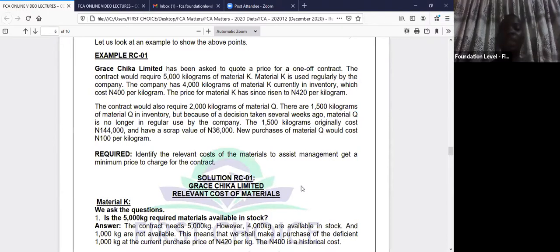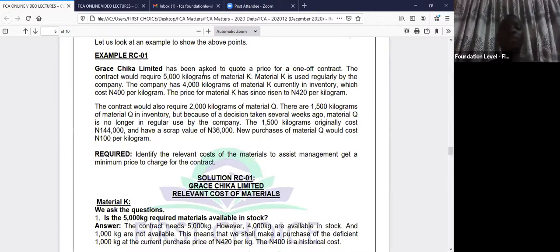And it means that you are going out of your ordinary thing that you are doing to do that contract. It means that you are likely to charge lower than you would actually charge for your ordinary normal job because it's a contract, and this is because you are doing it in large quantity. One-off contracts. The contract will require 5,000 kilograms of material K.